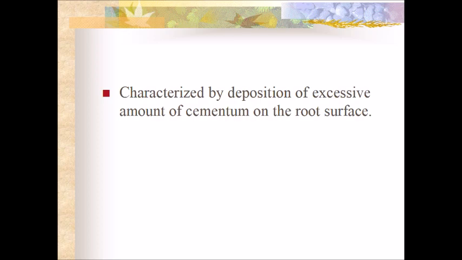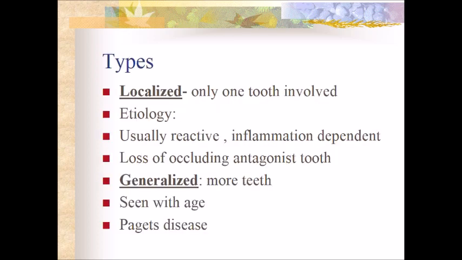Coming on to the next question, hypercementosis. Hypercementosis is characterized by the deposition of an excess amount of cementum on the root surface. Types are localized and generalized. Localized, only one tooth is involved; etiology is usually reactive, inflammatory, and it is seen in loss of occluding antagonist teeth. Generalized, more teeth will be affected. It is seen normally with age and in Paget disease.